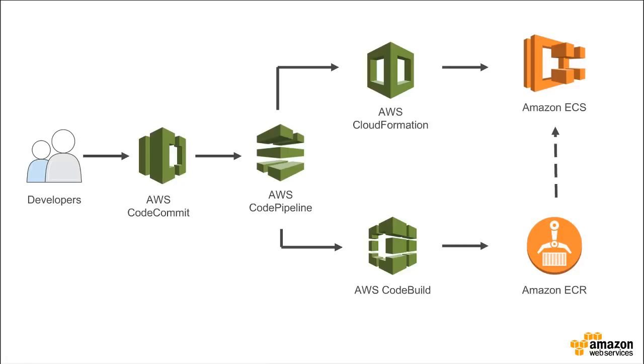Amazon ECR. We're then going to use AWS CloudFormation to manage our Amazon ECS service. So we're going to use CloudFormation to update Amazon ECS with the new image. And Amazon ECS will then pull the new image from our EC2 container registry, Amazon ECR, and update the service and use that new task definition to run the new service.